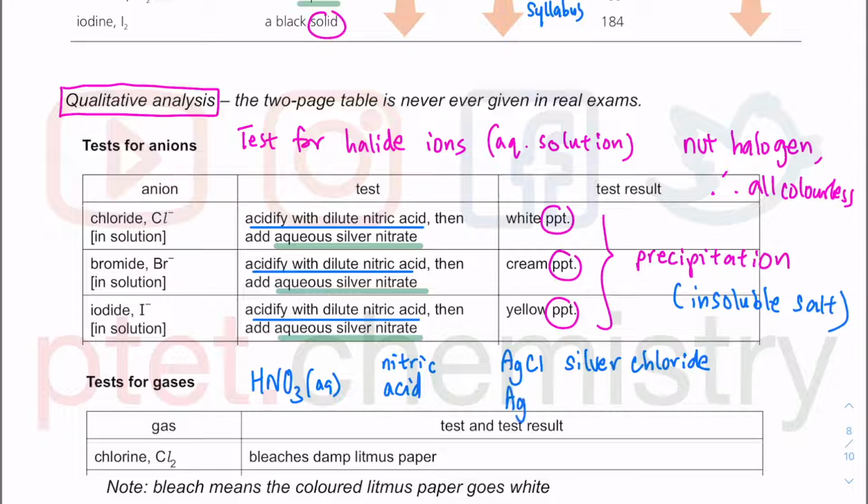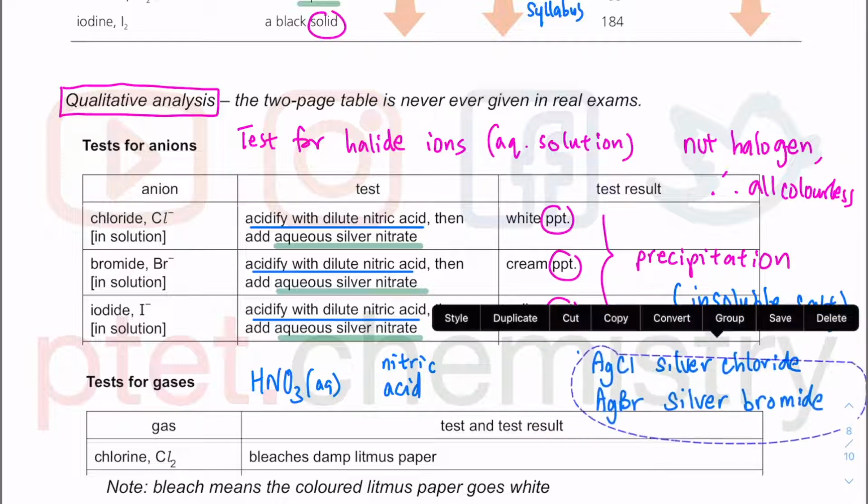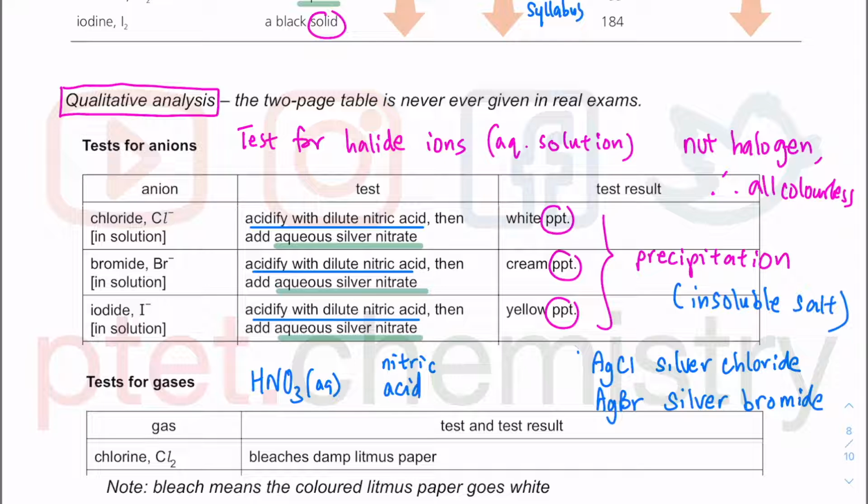And then I have AgBr. This is your cream precipitate, the test for bromide. And last but not least, we also have silver iodide, which is the yellow precipitate. So AgI is the yellow silver iodide.